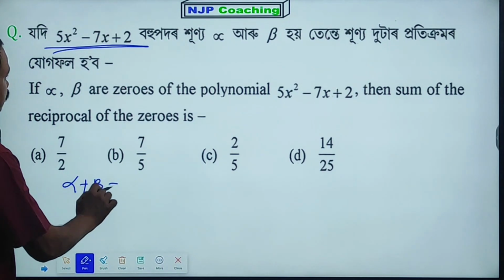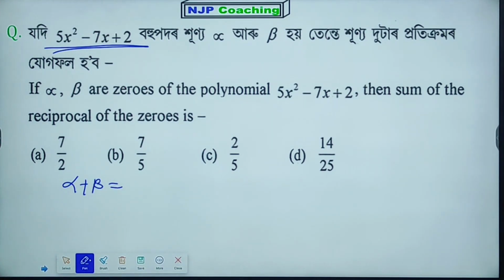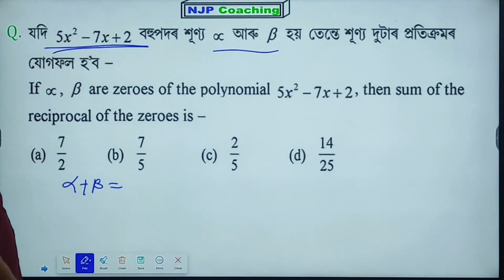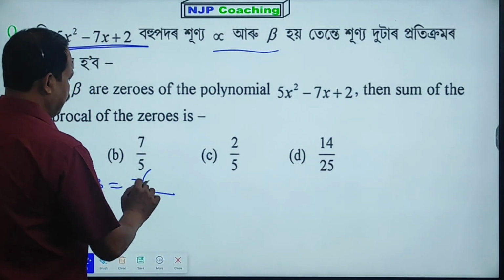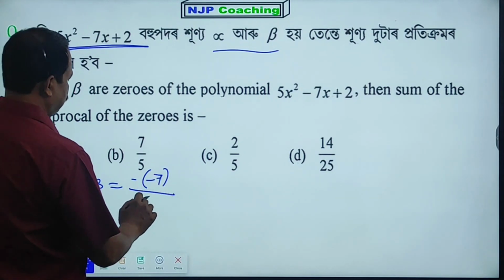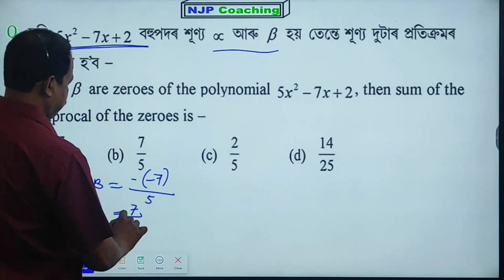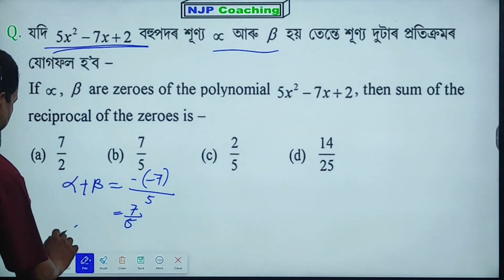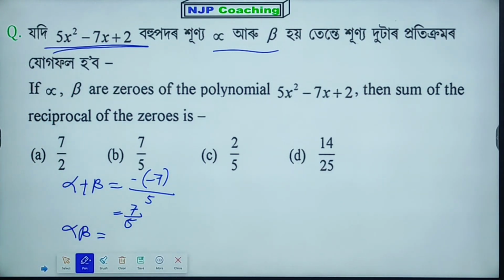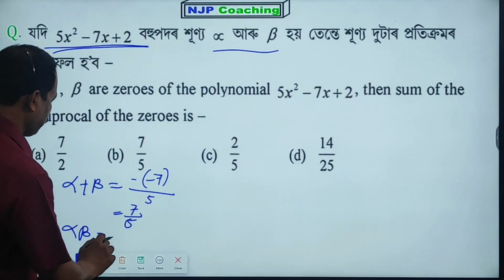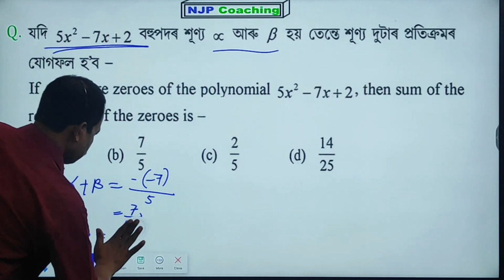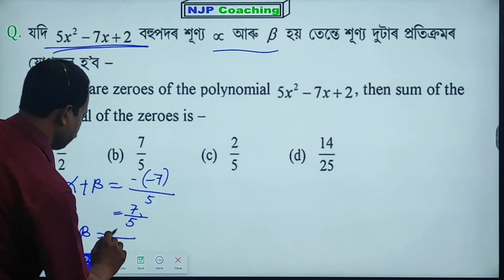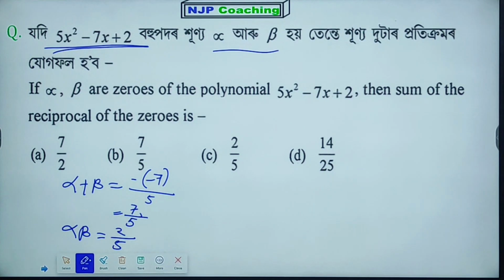Like the previous question, if the polynomial is this, then what is the sum of the zeros? Alpha and beta are the zeros. The sum of the zeros is minus b by a, that means minus (minus 7) by 5, that is 7 by 5. And what is alpha beta? 2 by 5. So the sum is 7 by 5 and the product is 2 by 5.